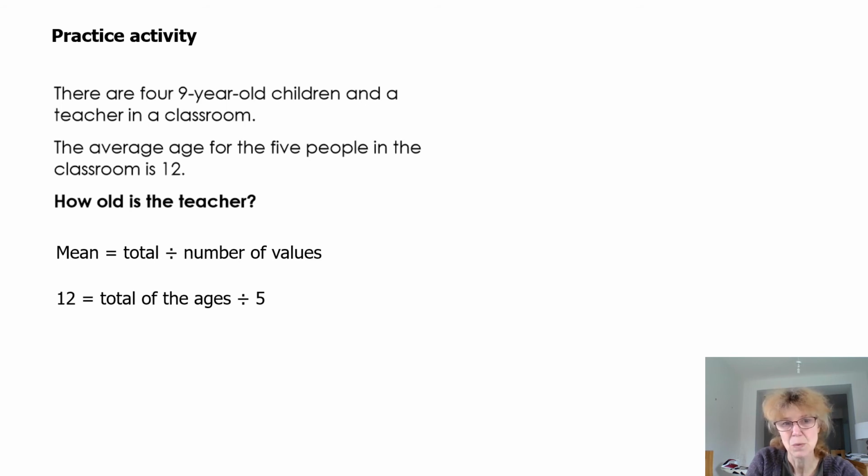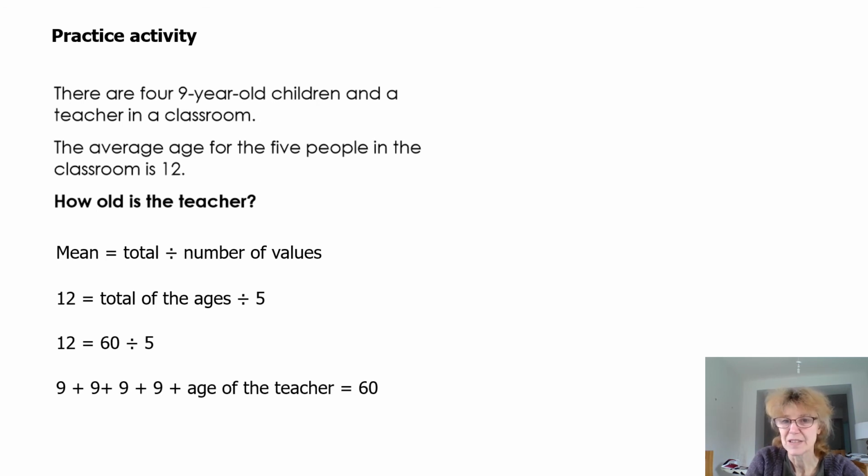What number, when you divide it by 5, gives you 12? Pause the video while you work that out. So you should know, if you know your 5 times table, that 12 is equal to 60 divided by 5. So in other words, the total of the people's ages, that's the 4 children and the teacher, must equal 60. So 12 equals 60 divided by 5. So now, what is the age of the teacher?